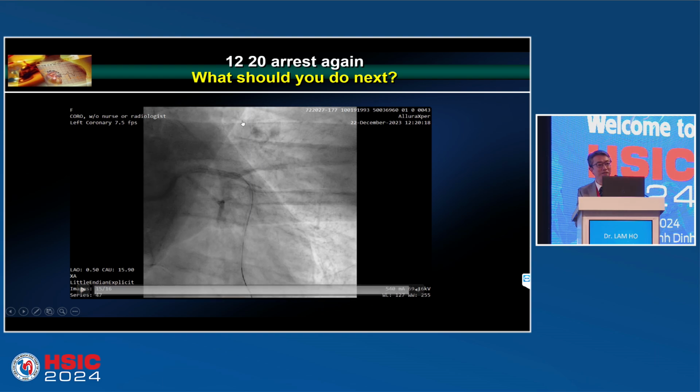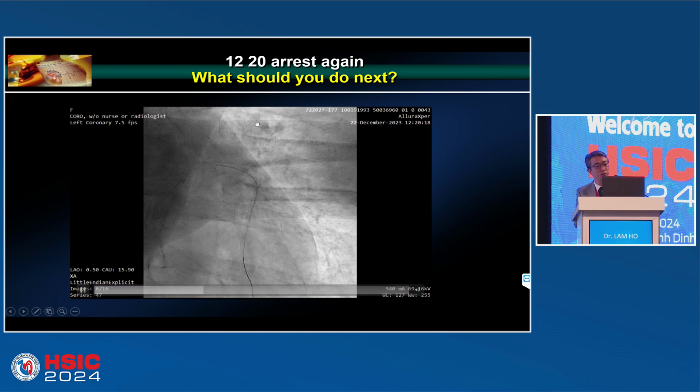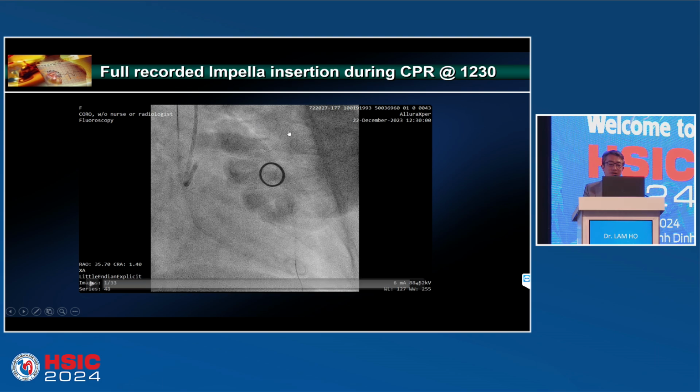So after some discussion, we decided to do a fully recorded Impella insertion during CPR. We can show you, we can do it in 60 seconds. You see the time, 12:30.